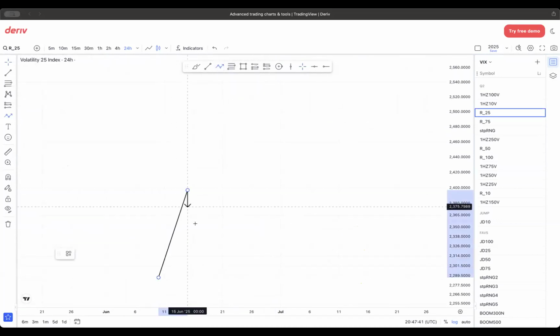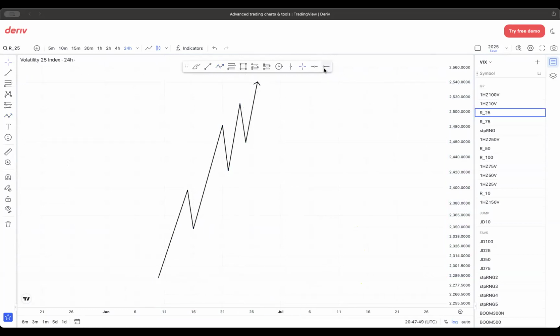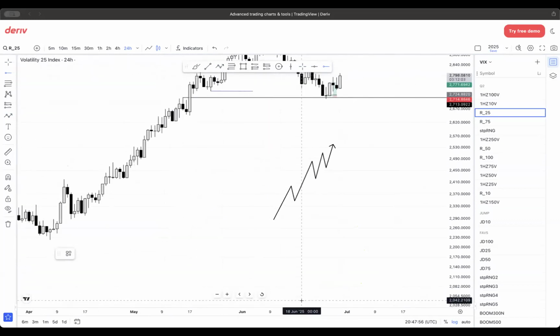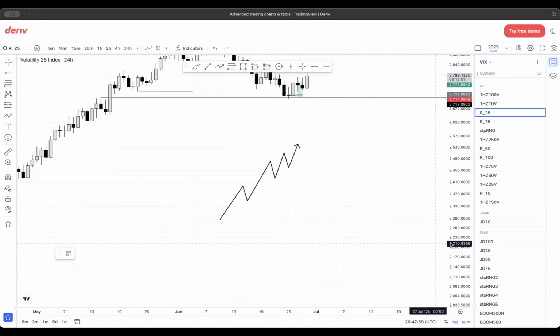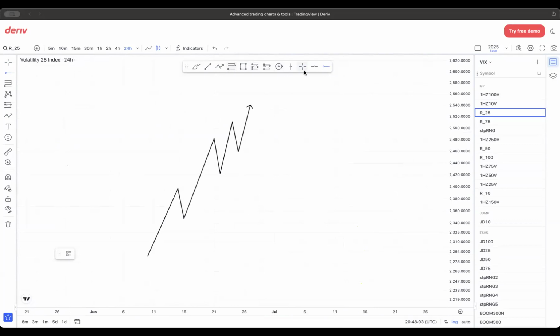Okay, so we have this expansion. Price gives this kind of expansion, right? So you want to see price do what? You want to see price... hold on. So in a mitigation block, you want to see price do this. Okay, let's hold on. You want to mark out something like this.